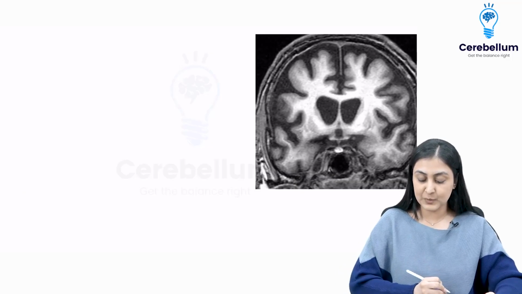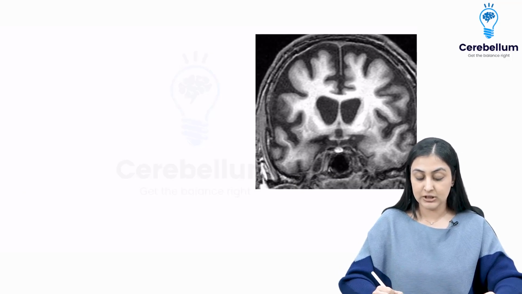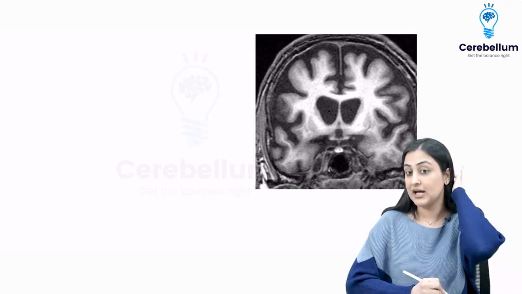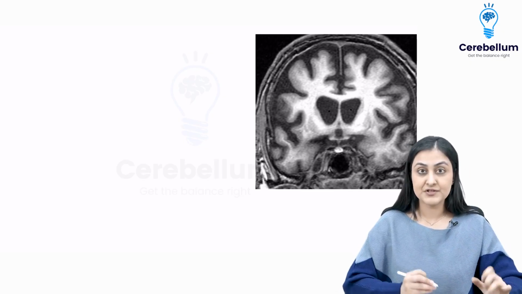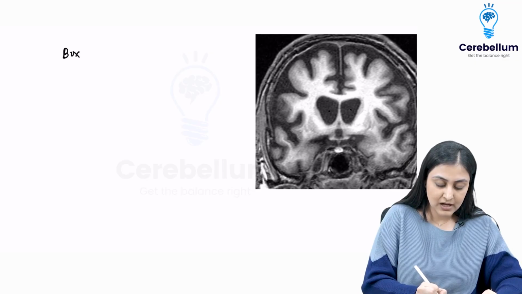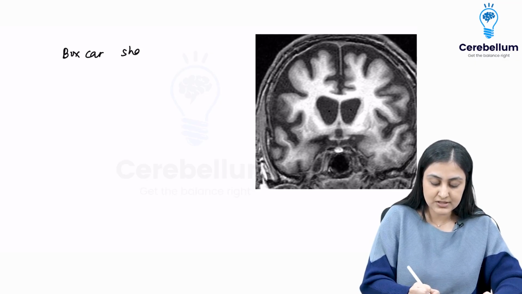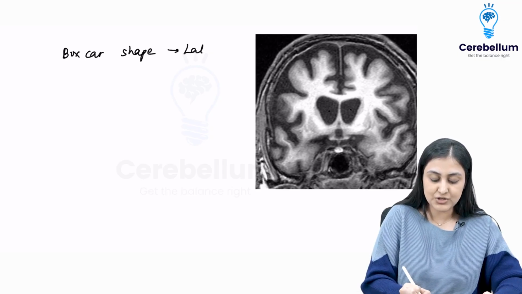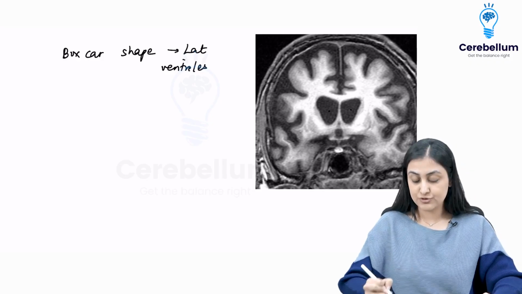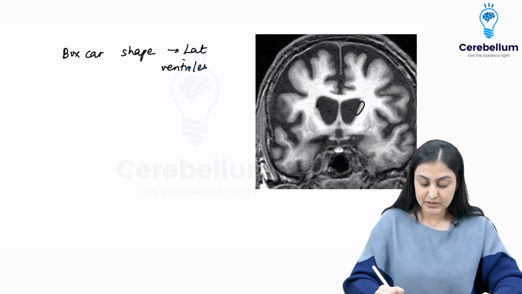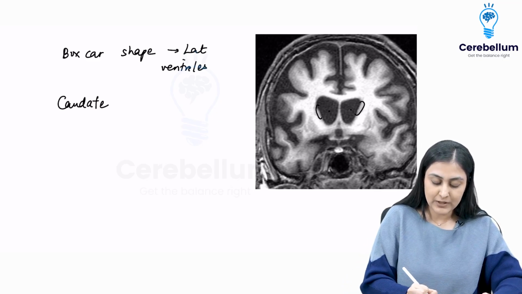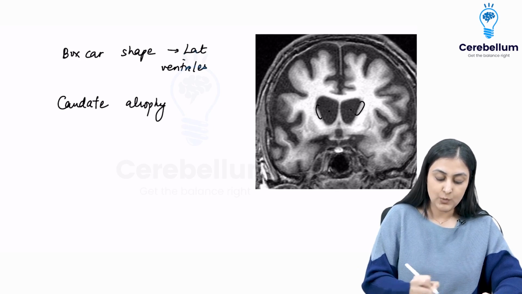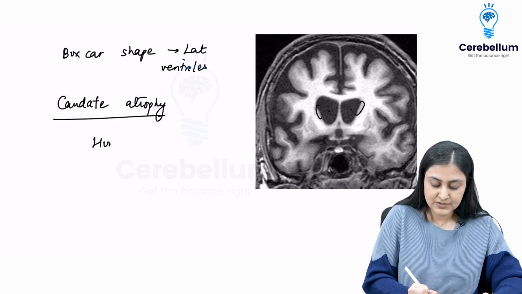The next sign that we want to talk about is when you have the lateral ventricles being enlarged. So this is a coronal image wherein you can see how the lateral ventricles have this large boxcar orientation. This is the boxcar shape of the lateral ventricles, and this is something which is seen when you have caudate atrophy. You can see how the caudate nucleus is very much atrophied. And what is this condition wherein you have caudate atrophy? We are talking about Huntington's chorea.